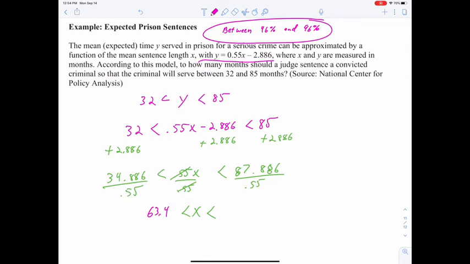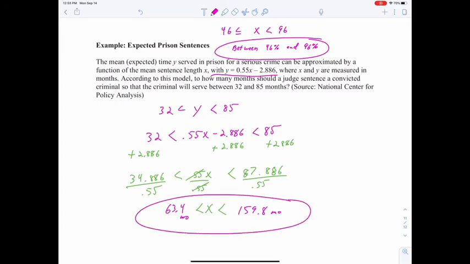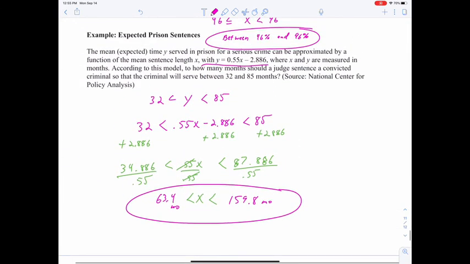You don't have to be too exact on these. There's more decimals, but 63.4 months. And then we'll do the other one, 87.886 divided by 0.55. And that's 159.8 months for each. So if the judge wants the person to actually serve between 32 and 85 months, they have to give them a sentence of 63.4 to 159.8 months. Okay. All right, and that's it. It's the end of this lecture. Thank you very much.